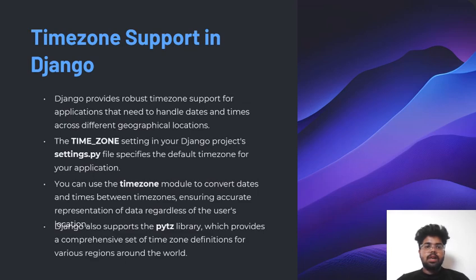Time zone support in Django. Django provides robust time zone support for applications that need to handle dates and times across different geographical locations. The TIME_ZONE setting in your Django project's settings.py file specifies the default time zone for your application. You can use the timezone module to convert dates and times between time zones, ensuring accurate representation of data regardless of the user's location. Django also supports the pytz library, which provides a comprehensive set of time zone definitions for various regions around the world.